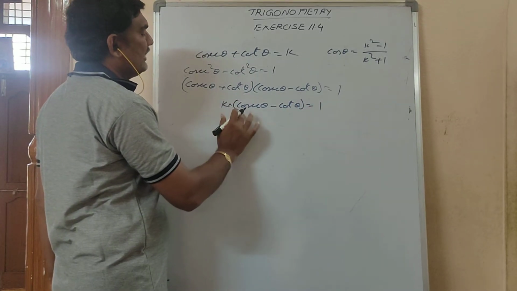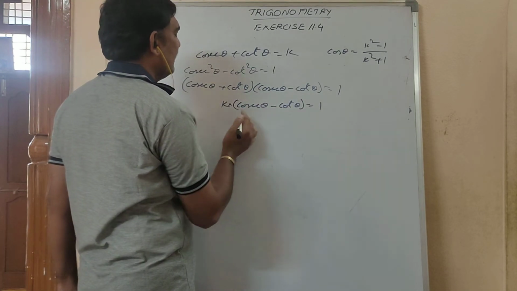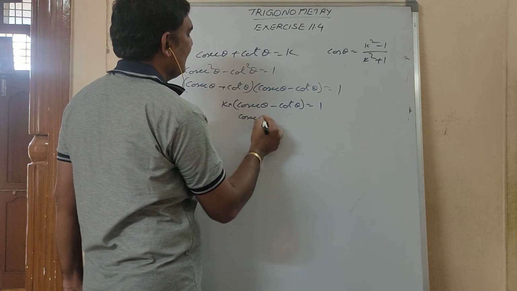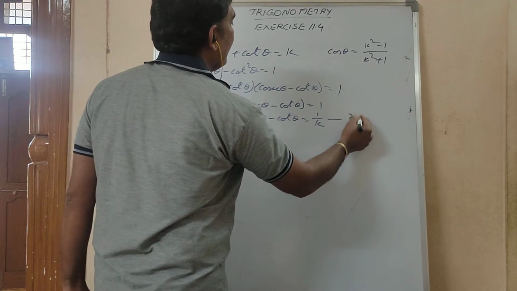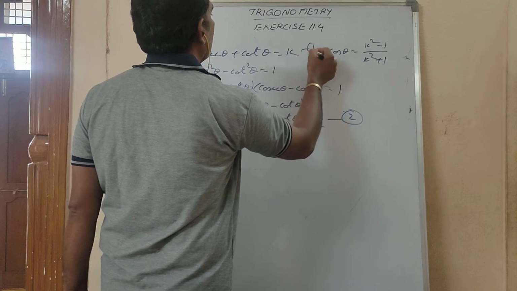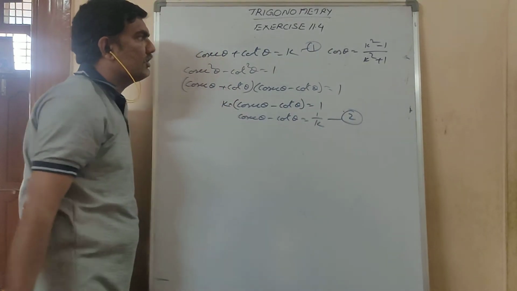K is multiplying this entire thing, right? Bring k to that side. Then you will get cosecant theta minus cot theta is equal to 1 by k. So it is the second equation, equation number 2.